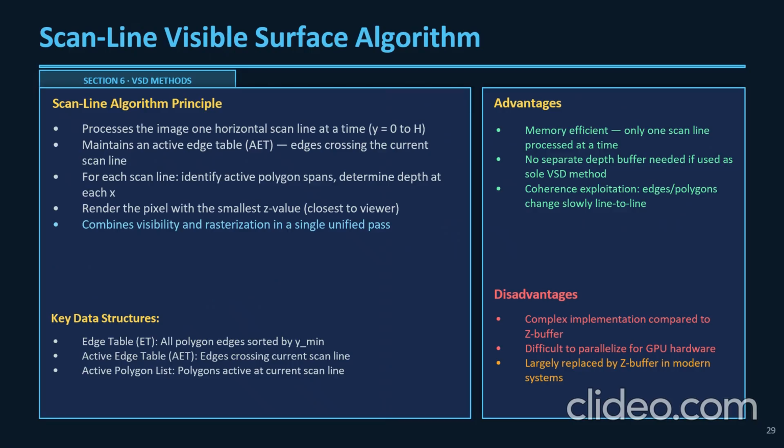Now let's discuss the scan line visible surface algorithm, which processes the image one horizontal line at a time. For each scanned line, it identifies all the polygons that intersect the line and determines which surface is closest at every pixel. Since it processes one line at a time, it uses less memory than some of the other techniques.